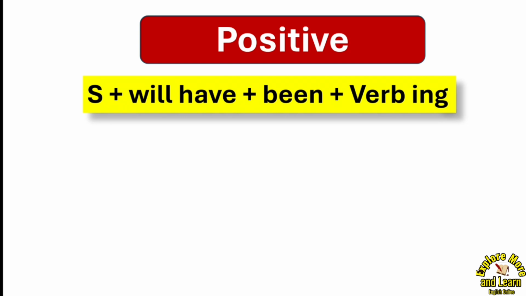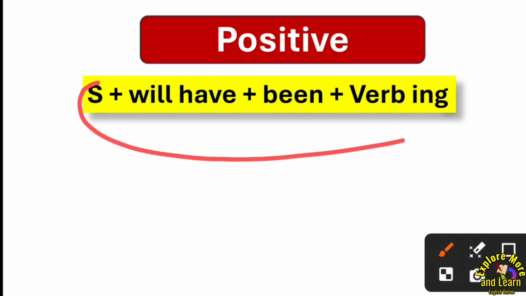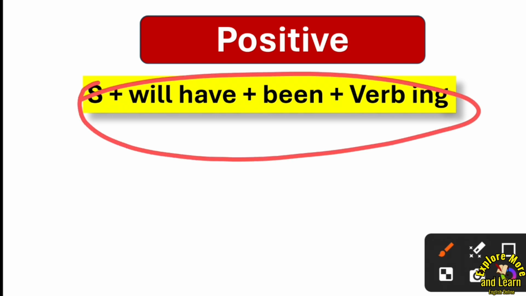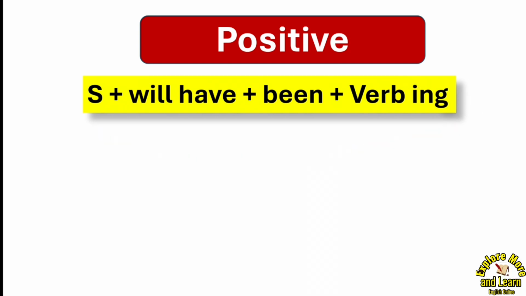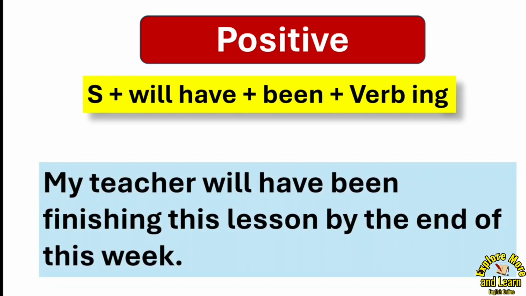Okay, so in a positive sentence, the same structure you will follow, that is this: subject, then will have, then been, then verb in ing form. Okay, you have understood. For example, my teacher will have been finishing this lesson by the end of this week.